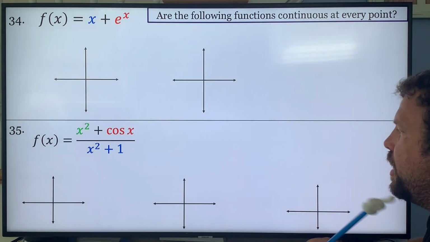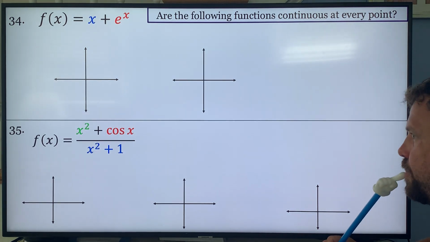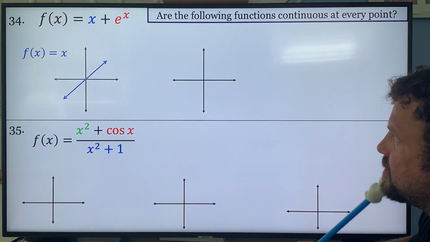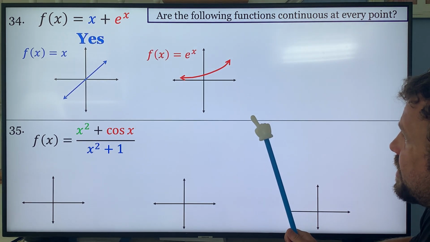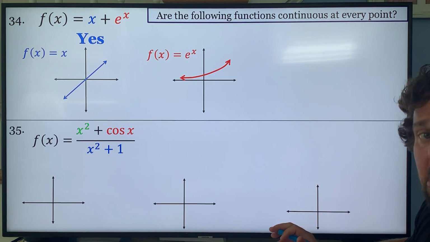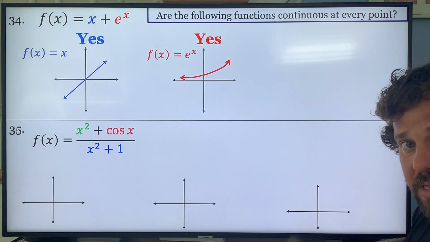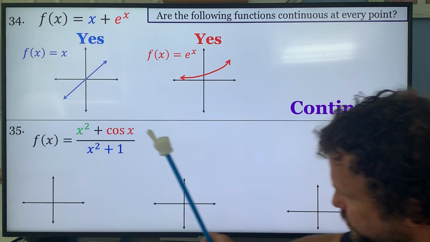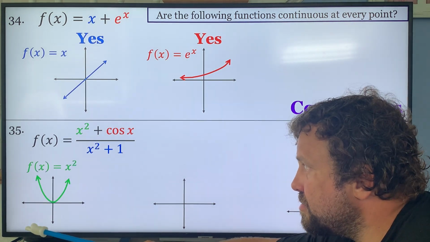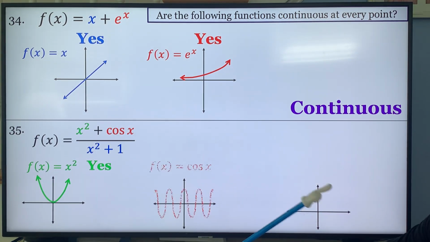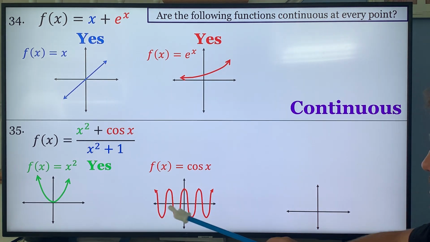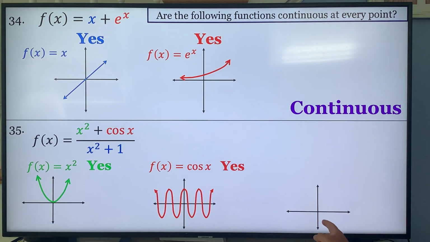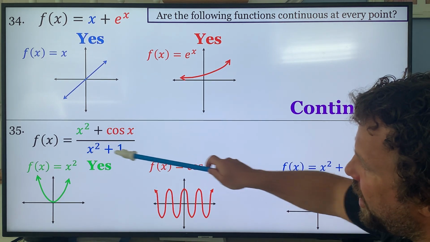All right, why don't you guys try 34 and 35. All right, 34. x, e to the x. x, always continuous. e to the x, always continuous. Is it always continuous? Yes, when you add them together, they are continuous. Oh, this is a tough one. x squared, is that always continuous? Yes. Is cosine x always continuous? Yes. Does it matter that it passes through zeros all this time now? No, because that's a numerator. Numerators can be 0. x squared plus 1, is that continuous? Yes. Is x squared plus 1 ever going to be 0?